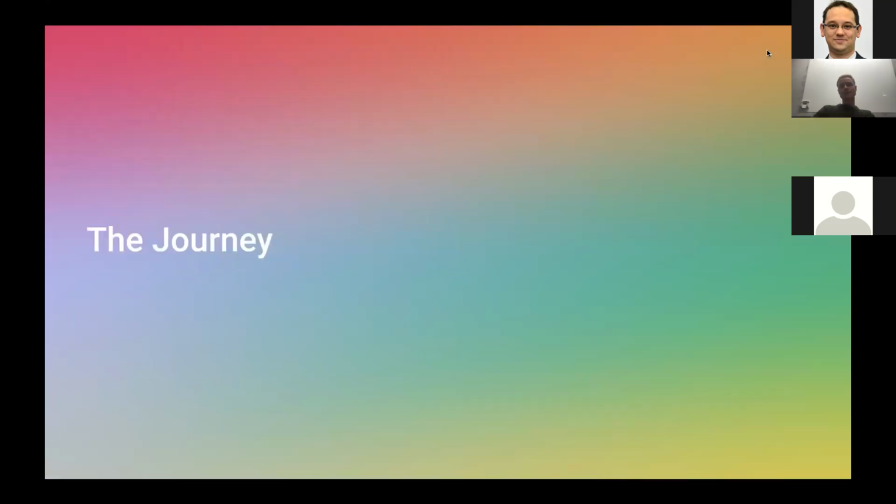I'll try to describe to you this path to the Codex models that we know and see today as a journey, because this is work that was started almost 2 years ago and went through multiple stages.